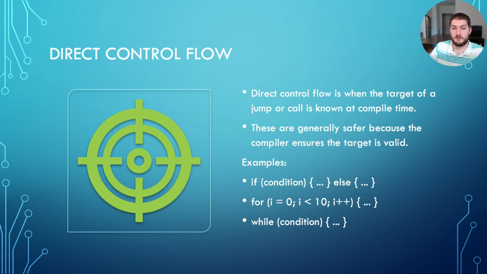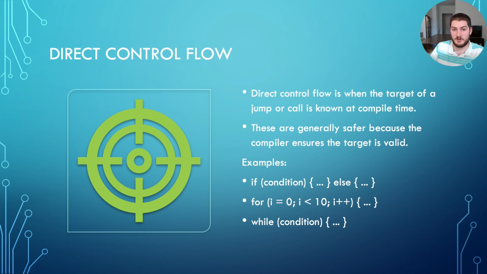Because the compiler possesses complete knowledge of where the program will jump or which function it will call, it can perform various safety checks. These compile time checks help to prevent a wide range of errors and vulnerabilities that could arise from unexpected or invalid control flow transfers. Let's illustrate the direct control flow with some common and familiar examples from C programming.